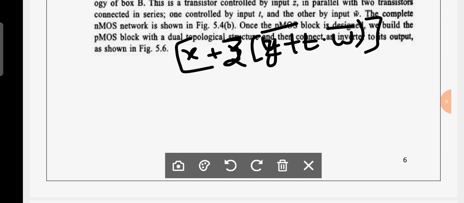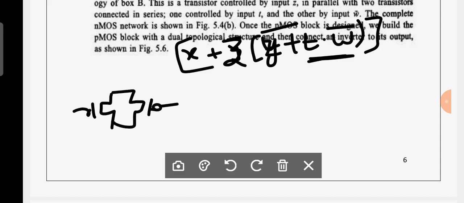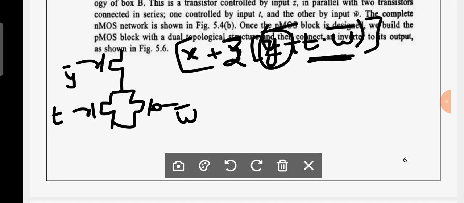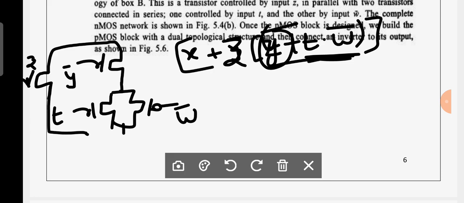How to design the pull up network? These two should be in parallel. Let us consider T W complement. For these two, this should be in what? Series. Let us consider this is Y complement. For this entire thing, Z should be in parallel. This is Z. For this entire thing X should be in series.